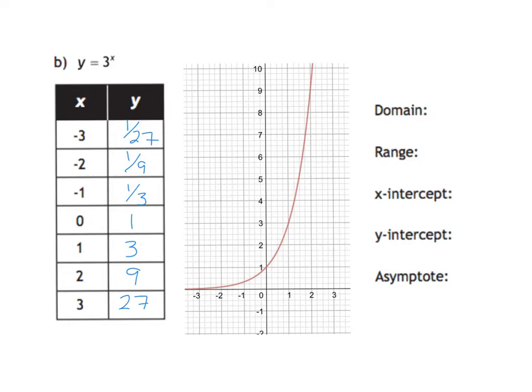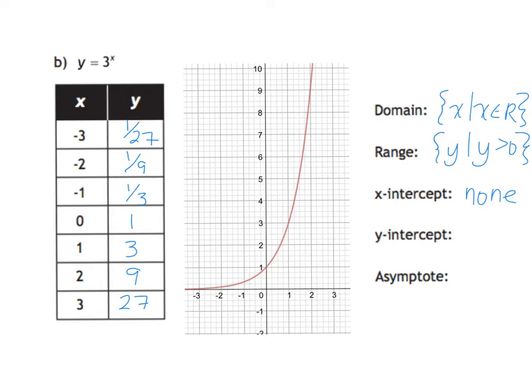So is the domain the same? Yes. What about the range? Same as the first one? What did we say, greater than 0? That looks right. X-intercept, still none. It looks like there could be an x-intercept over here to the far left, but there's not. This line is just going to keep getting closer and closer to 0.